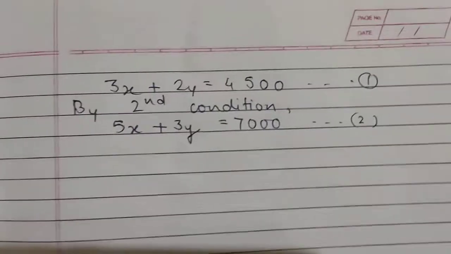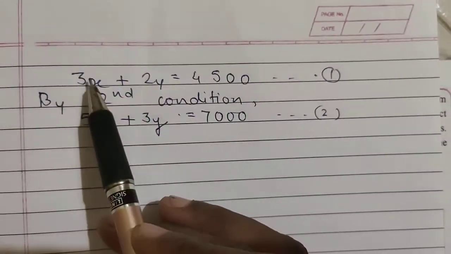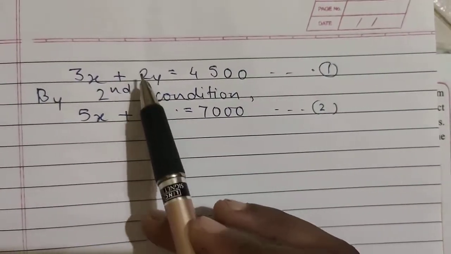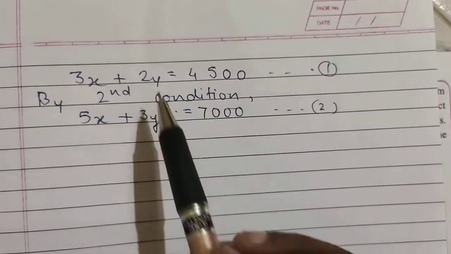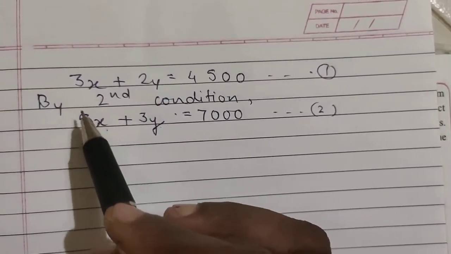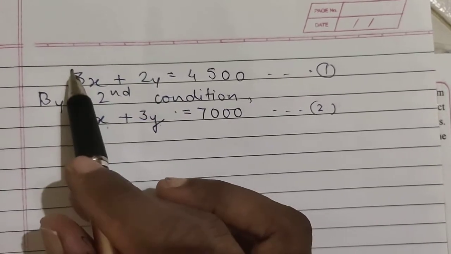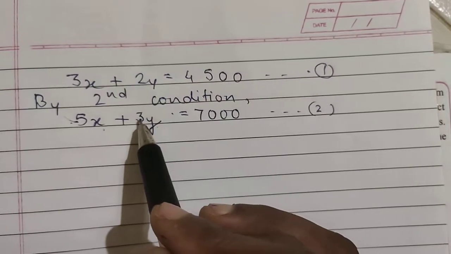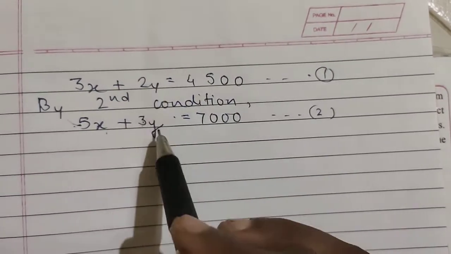Okay, now how to solve? See the coefficients of x and y. Here coefficients of x are 5 and 3 and coefficients of y are 3 and 2. So you need to make either coefficient of x same or coefficient of y same. If you want to make coefficient of x same, then multiply this equation by 5 and this equation by 3. And if you want coefficient of y same, then you need to multiply by 3 here and multiply by 2 here. So it is easier.